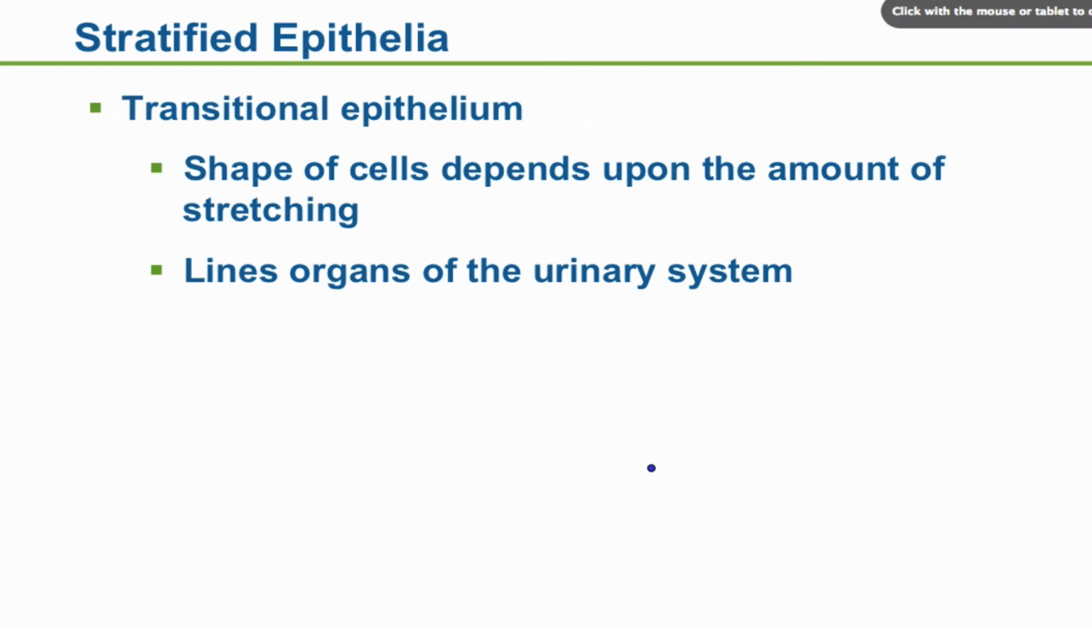Okay, so moving on to transitional epithelium. The shape of the transitional epithelium depends upon the amount of stretching. So here's where you have to think of all the types of organs that are going to stretch out. These are going to line the organs of the urinary system. So your bladder is going to stretch out with the presence of urine, and then it'll shrink back up after you urinate.